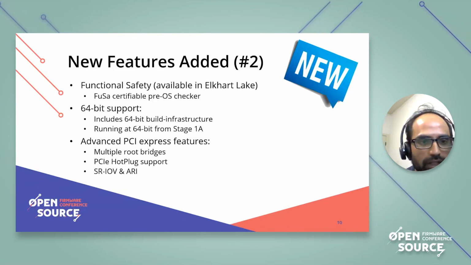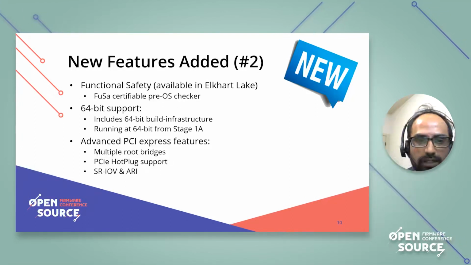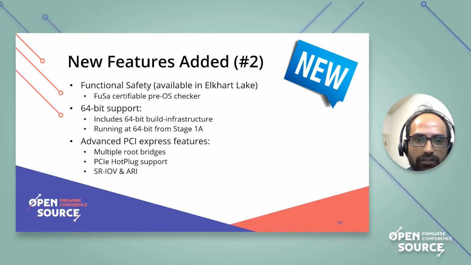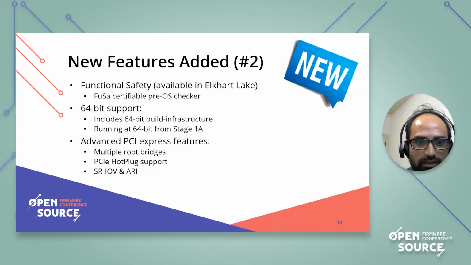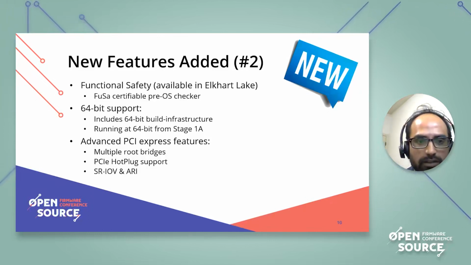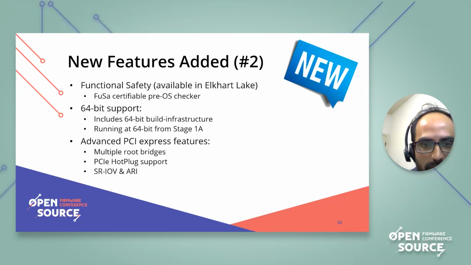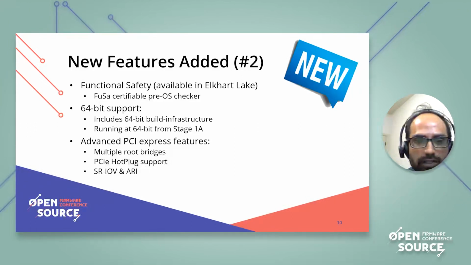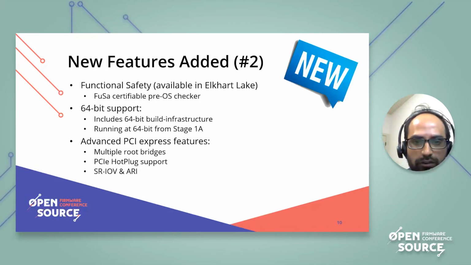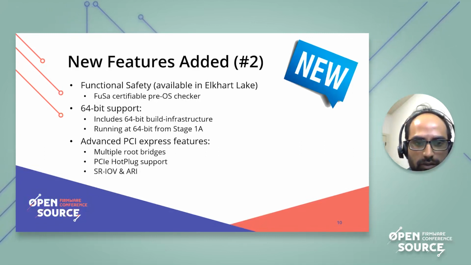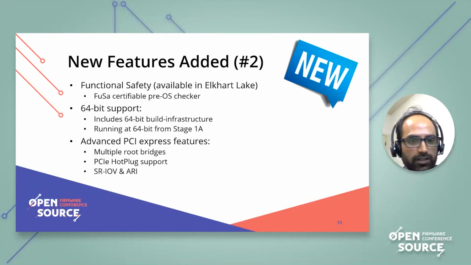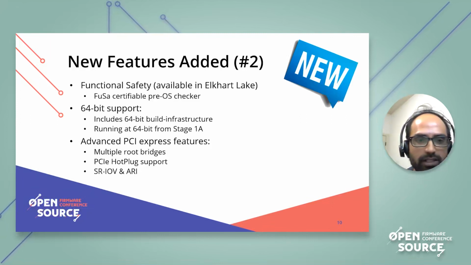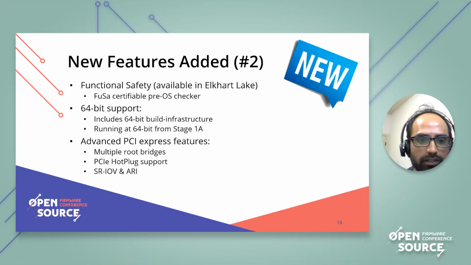Now, moving on to the next one, 64-bit support. Slim Bootloader has updated its build infrastructure to build 64-bit images. So right after the temp RAM initialization by the FSP, we set up the page tables, the level 4 page tables specifically, to support the 64-bit boot. And we can jump right into 64-bit mode from stage 1A, which is the first execution of C code in Slim Bootloader. Now, one important point to observe here is the FSP still does not support 64-bit builds, and it still ships 32-bit binaries.